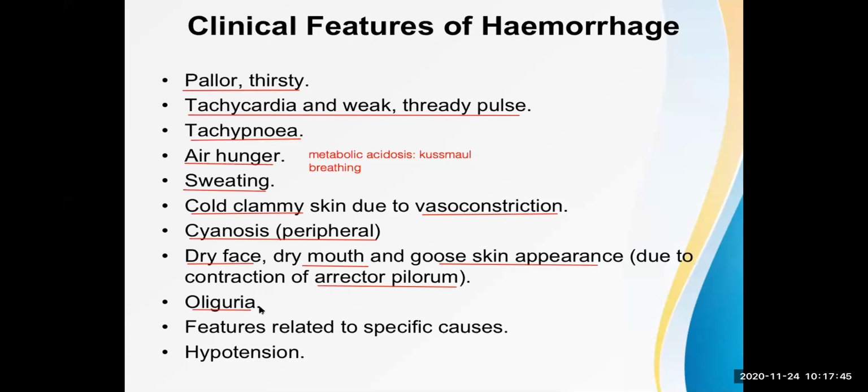Oliguria or anuria, features related to specific causes. Don't forget that. What is the cause of this hemorrhage? Is it because of hemothorax? Is it because of hemoperitoneum? Is it because of compound fracture or open fracture? Is it because of pelvic fracture? Is it because of severe cut injury? Is it because of gunshot injury? Okay, so many causes are there. So features are there related to the specific causes.